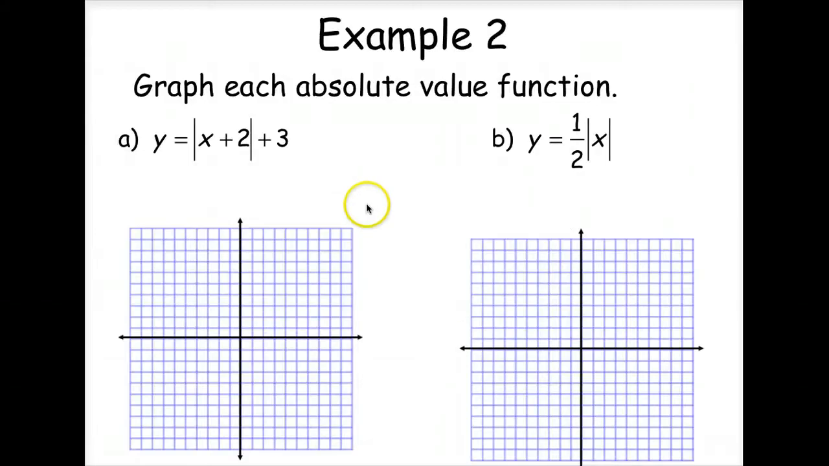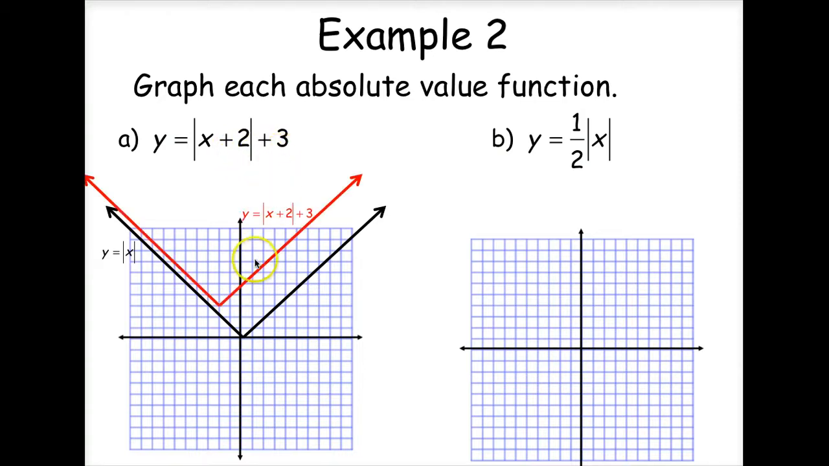So let's graph each absolute value function. First of all, we're going to graph the parent function, y is equal to the absolute value of x. What's going to happen here and here? Well, it's going to go up 3, left 2, is it not? What about this one? Let's again graph the absolute value of our parent function. And we have a dilation of 1/2. Okay, very good.